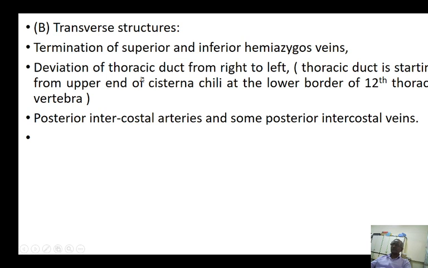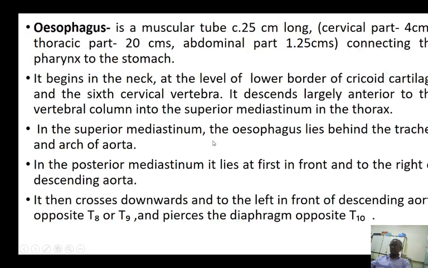Transverse structures: termination of the superior and inferior hemiazygos veins into the azygos vein, deviation of the thoracic duct from right to left, and posterior intercostal arteries from posterior. We have to remember that the thoracic duct starts from the upper end of the cisterna chyli, at the lower part of the 12th thoracic vertebra, and goes upwards. So we are seeing it turning to the right, and the deviation is from right to left.